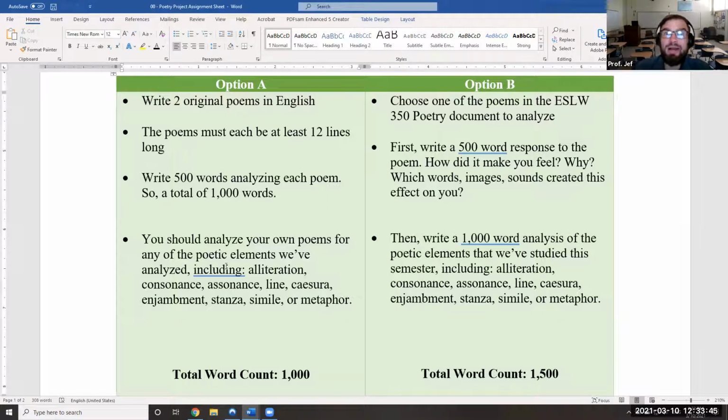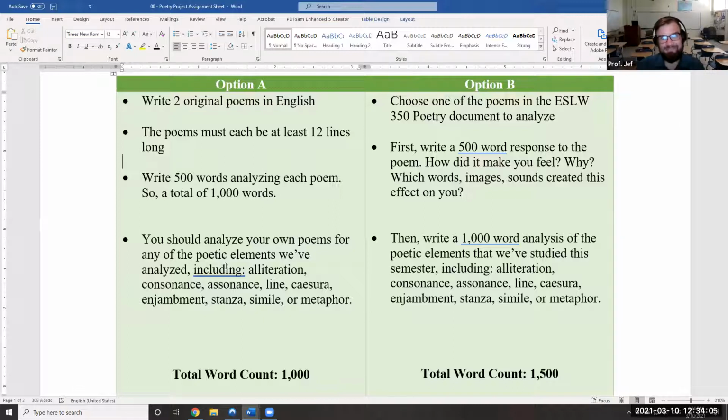Today, we're going to talk about measure, meter, rhythm, and rhyme. You could write about those, right? So option A, write 2 poems, write 500 words analyzing one of the poems for any of the poetic elements we've talked about, and write another 500 words analyzing the second poem for those elements as well.